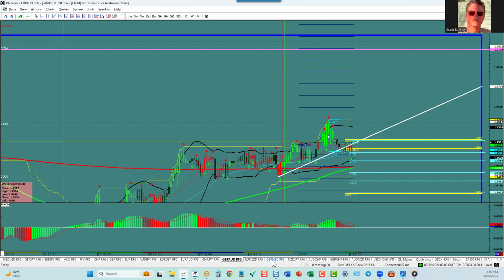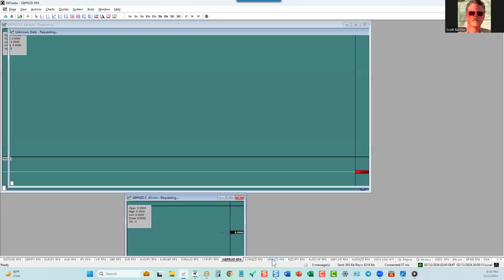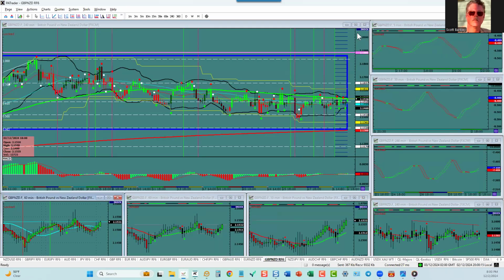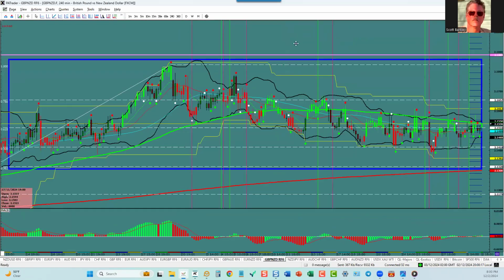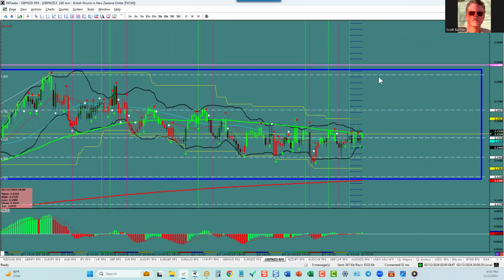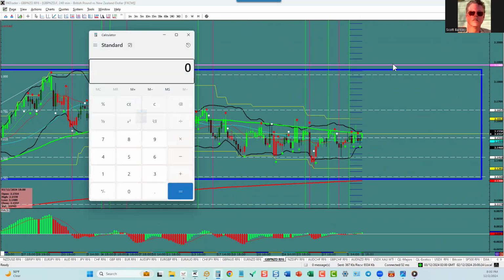Let's look at the pound New Zealand. Now, pound New Zealand should be going up. It's trying right now to push up here. So pull the calculator up again. And the top is right up here at 218.85. Subtract where we are right now, 215.37, equals 348 pips. There's not enough room there.